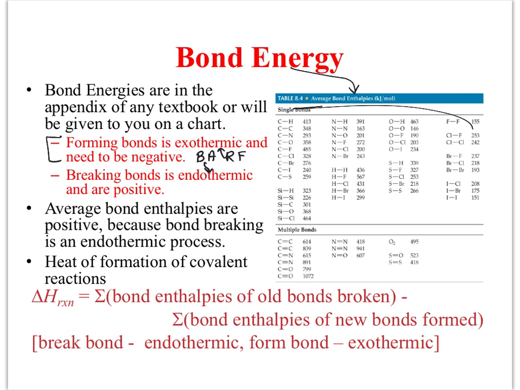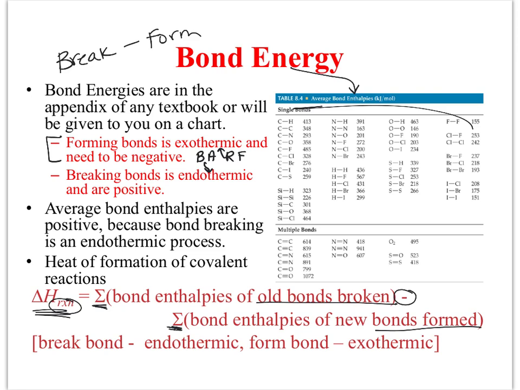When you want to calculate the overall energy involved in a process, so a delta H for an overall reaction, it's another summation. This is not on the reference sheet, so you have to memorize how to do this. It's the sum of all the bonds that you're breaking minus the sum of all the bonds that you're forming. So it's broken minus formed. Break minus form.